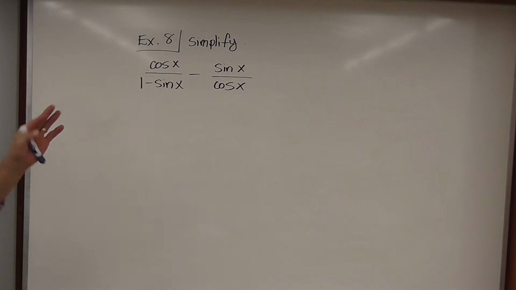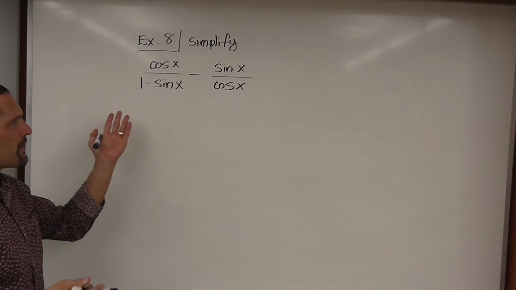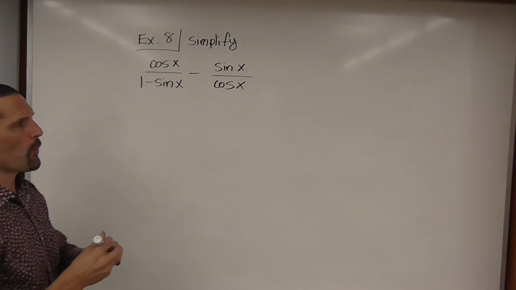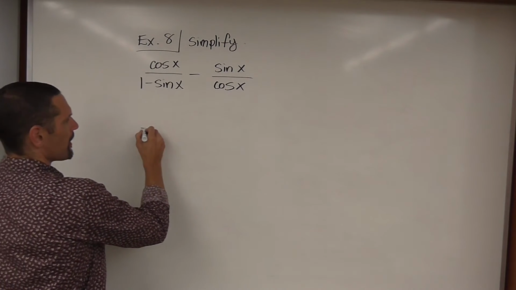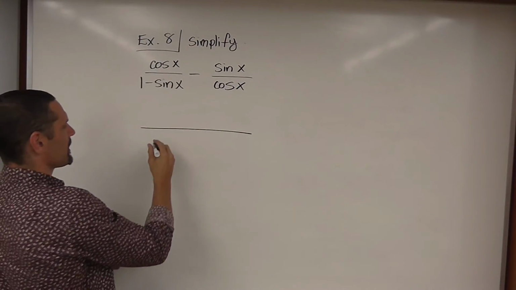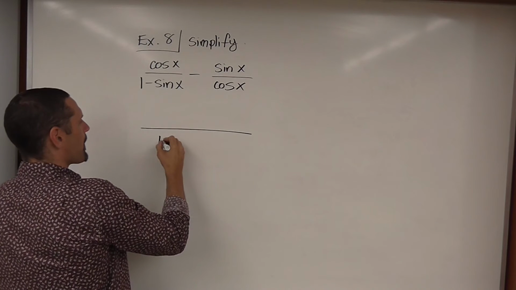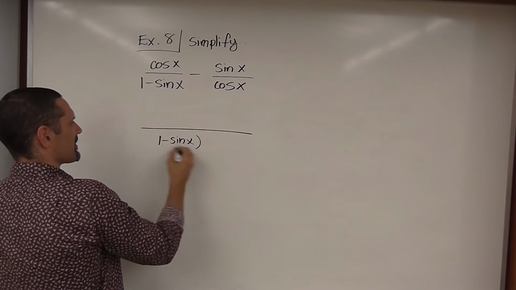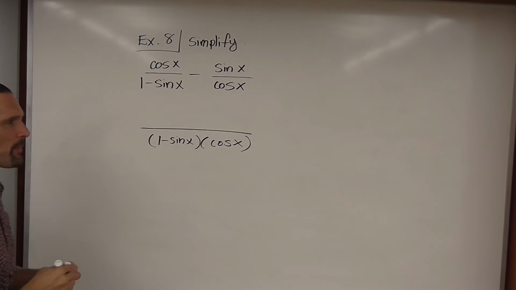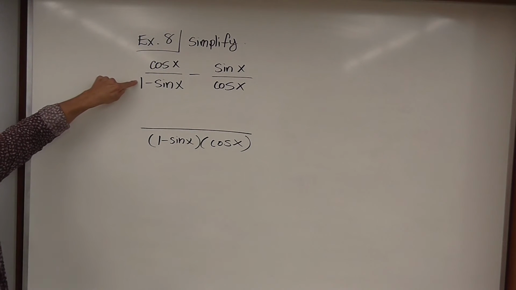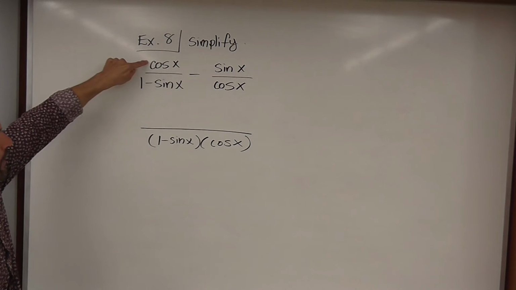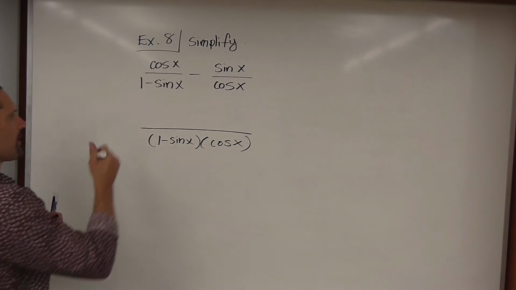In example 8, we see a similar process to what we did in the last example. When you have two fractions, what we often want to do is combine them as one fraction. Now they don't have much in common, so let's mash them together: 1 minus sine x times cosine x. Now when you do common denominators, you have to ask this question: 1 minus sine x times what? Times cosine x. So you better multiply the numerator by the same thing.